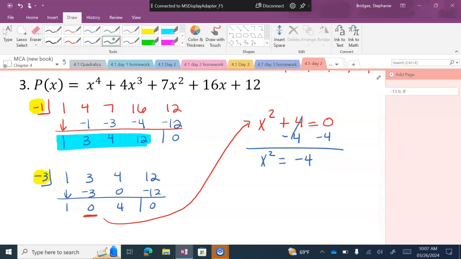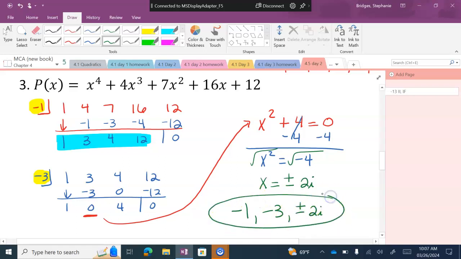And then we take the square root. The first thing I'm going to put is plus or minus. And what does the square root of -4 simplify to be? 2i. So when I write my answers in my answer blank, -1, -3, and then you can either write it as plus or minus 2i or positive 2i comma negative 2i. Either way you want to do it, for a total of 4 answers, because of that x to the 4th. Are we kind of okay?